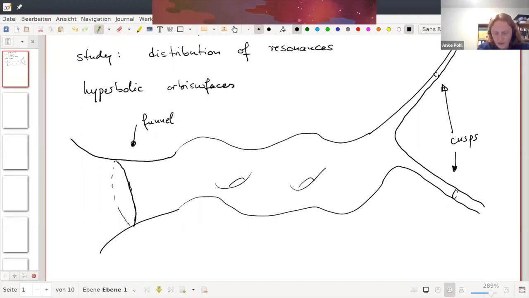What I'm not afraid of, for the experts, is that I might have non-manifold points, so it might be an honest orbifold here. It will not make any appearance during the talk, but just for the experts. Also for the experts, I will restrict to geometrically finite surfaces, so a finite number of cusps and a finite number of funnels. But for all the non-experts, just stick with the picture and you're perfectly fine.